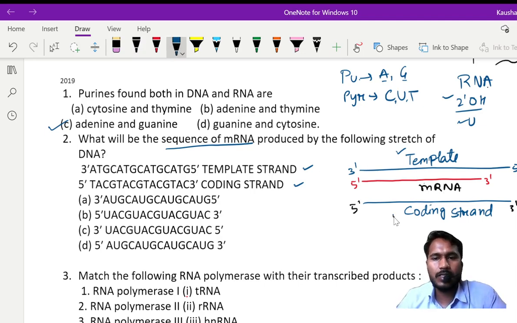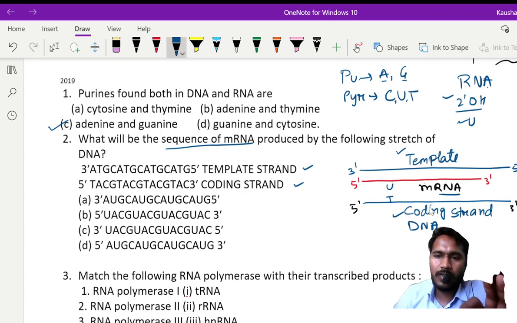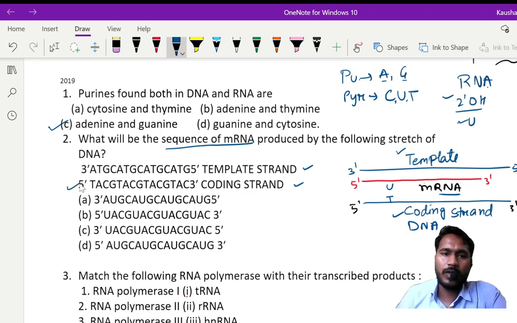This is a coding strand, a DNA strand, and this is an RNA. So RNA will have uracil and DNA will have thymine. So mRNA will be an exact copy of the coding strand, except instead of thymine it will have uracil. So you just make a copy directly from this. The primes will be the same. 5 prime is here. 5 prime is here.